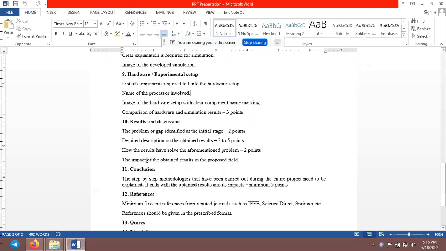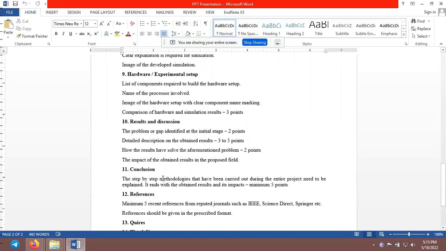Okay, and finally, the impact of the obtained results in the proposed field. After obtaining the results, how will it be helpful to society or that industry or people? That is explained in a single point. Okay, the impact of the obtained results. And the next slide is the conclusion slide.